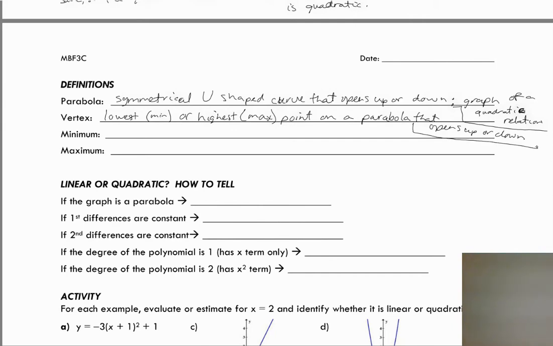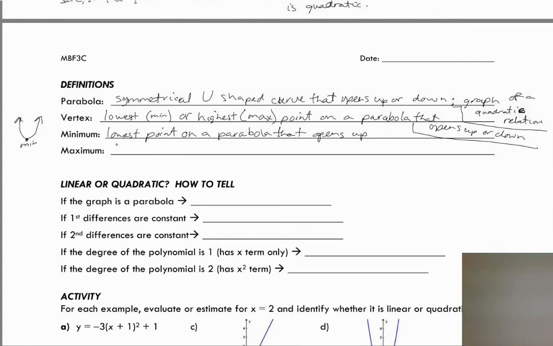So again, our notes are going a little over. So what is it in something that opens up? The lowest point is the minimum on a parabola that opens up. So again, if you had a parabola like this, this is the min.